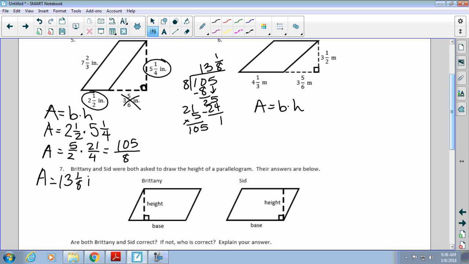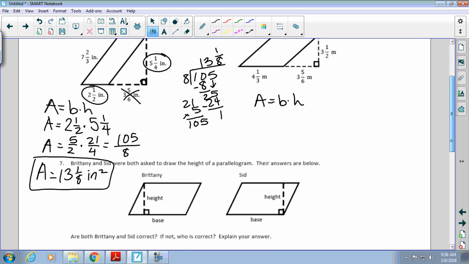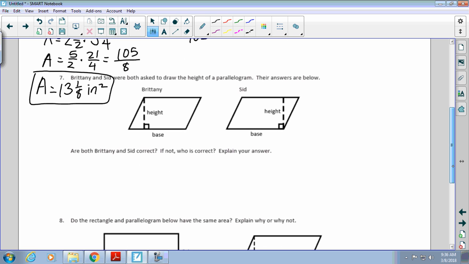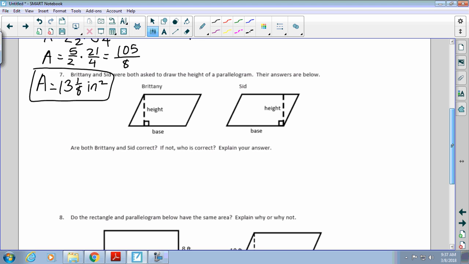Inches squared. Very good. Okay, so I know we moved through that pretty quickly, but I want to give you an example. There's a few questions where you have to do that, some with fractions, some without. And then this question 7, it says Brittany and Sid were both asked to draw the height of a parallelogram. Their answers are below. Are both Brittany and Sid correct? If not, who is correct? Explain your answer. So you have to decide, are these both valid, or is only one right? If you're grading these papers, which would you say is right, or would you say they're both right?